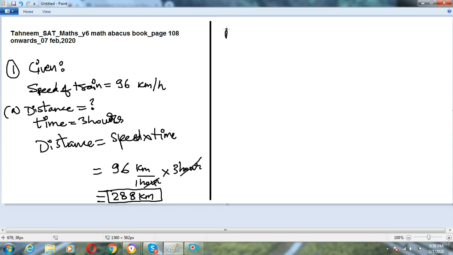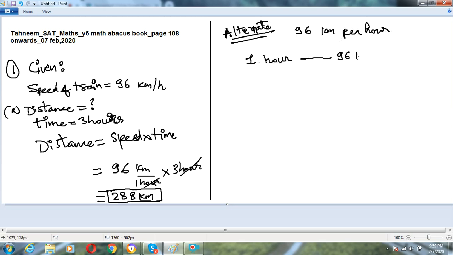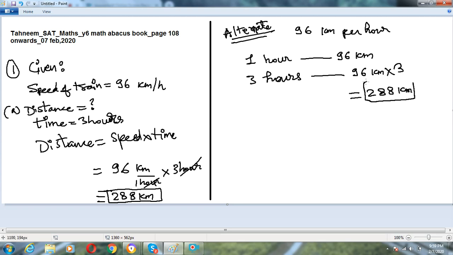There is one more way, an alternate method. In 1 hour the speed is 96 kilometer per hour, correct? What does this mean? In 1 hour, 96 kilometer. So in 3 hours, how much? 96 into 3, 288. Okay.